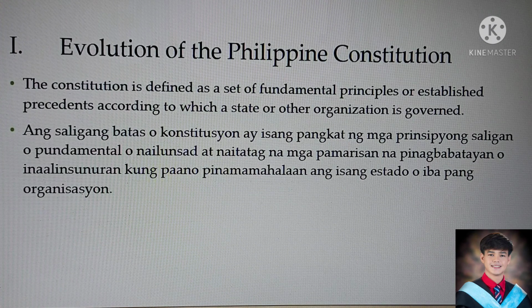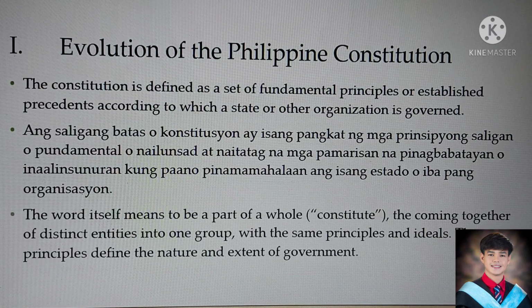And then the second part is itong mga prinsipyong ito or batas na ito, itong mga pamarisan na ito or standard, ito yung sinusunod ng isang gobyerno kung paano niya pamahalaan ang kanyang bansa. So itong mga principles na ito yung sinusunod, ini-enforce ng gobyerno. So, in our case, ang gobyerno ng Pilipinas, kung paano niya i-govern ang ating bansang Pilipinas, sa madaling sabi.